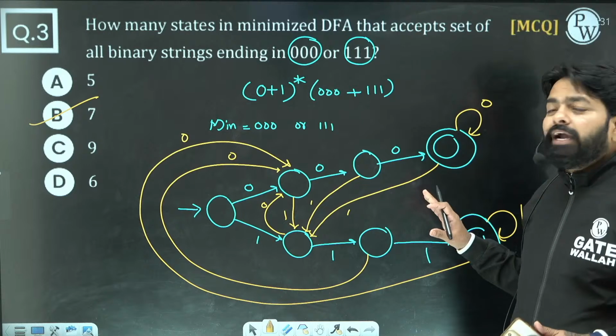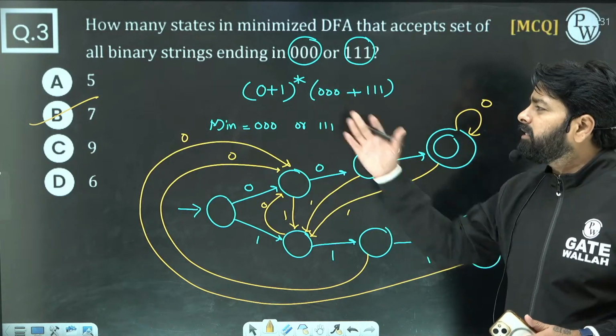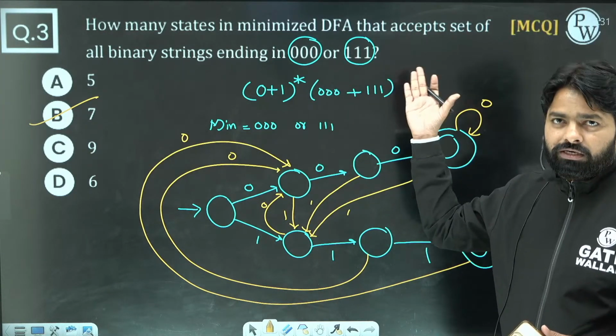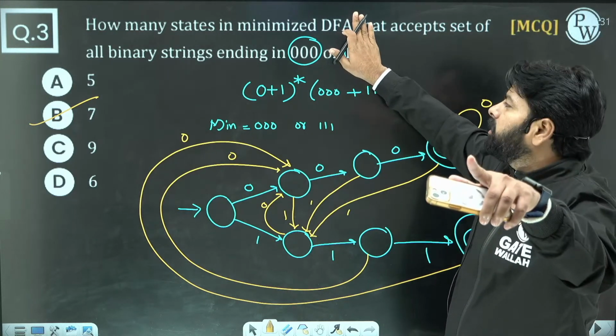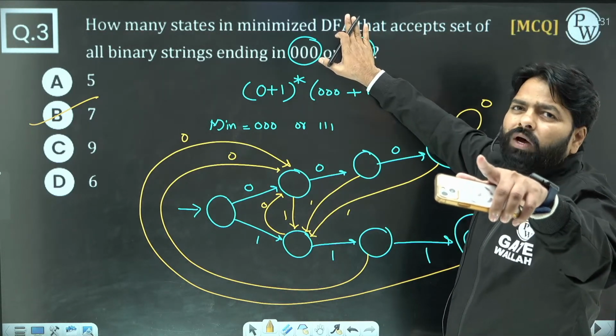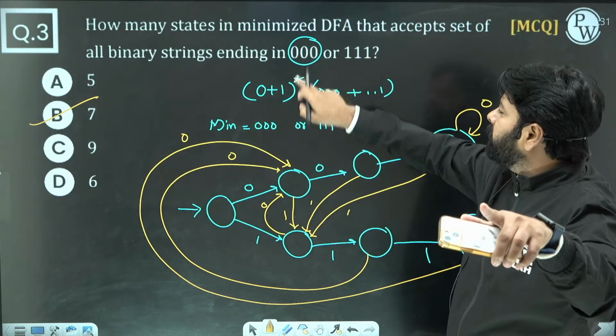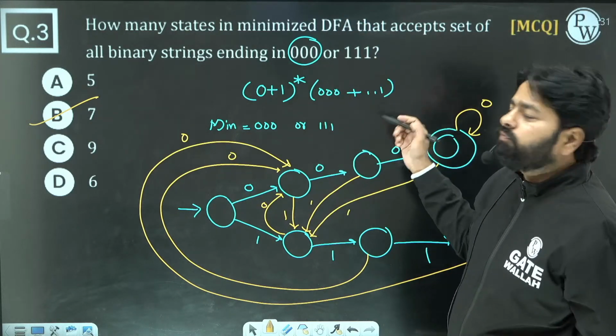But don't create a shortcut, because this kind of problem is not for the shortcut. If I am asking only 3 zeros ending, then you can apply the shortcuts. Okay, 3 length plus 1, that's 4 states. If I ask only this, it's just 4 states. Okay.